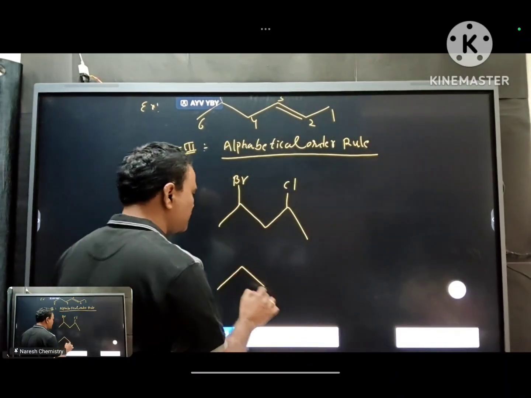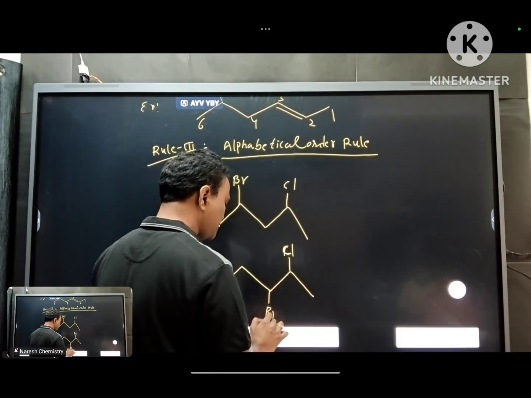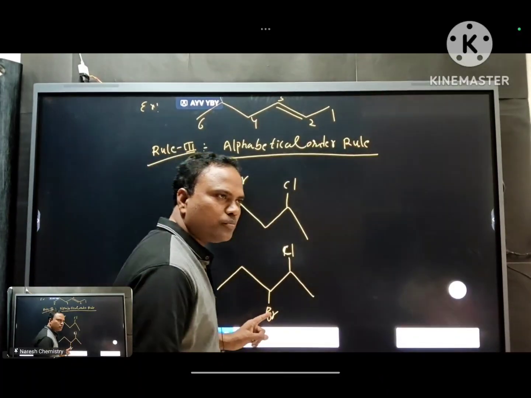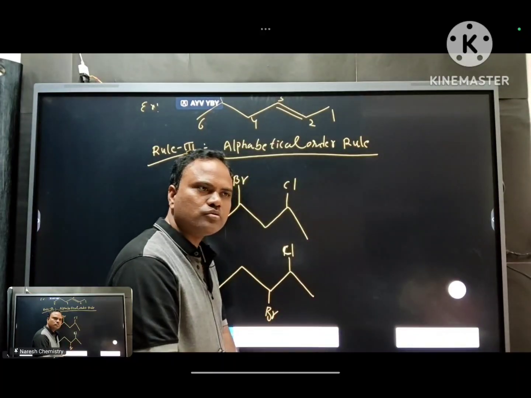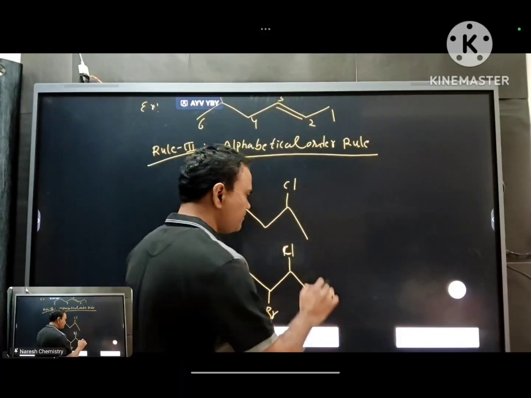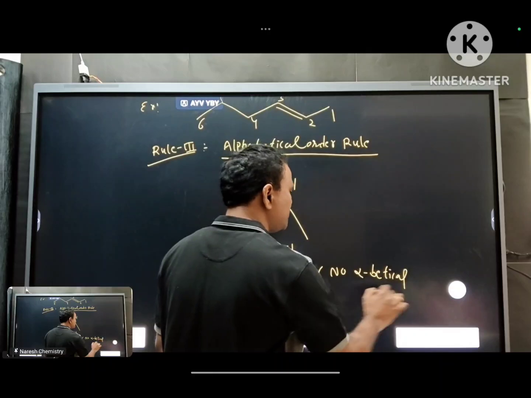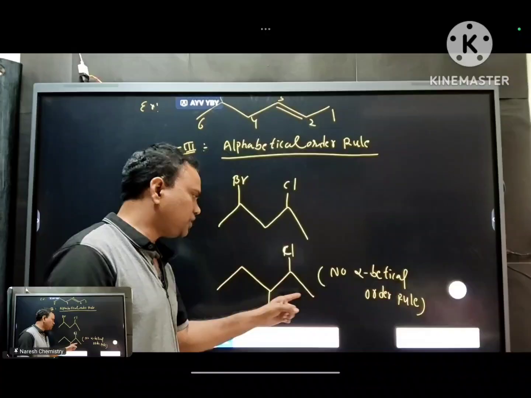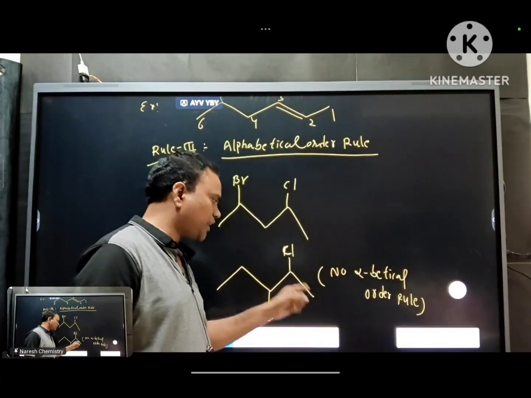In this case, for example, we should not follow alphabetical order. Why? What is the bromine position? 1, 2, 3. What is the chlorine position? 2. So in this case, we don't follow alphabetical order. Follow the previous one. Right. No alphabetical order rule. What we follow here? Give the numbering so that the substituted carbon gets the least number. 1, 2. Go like this only.